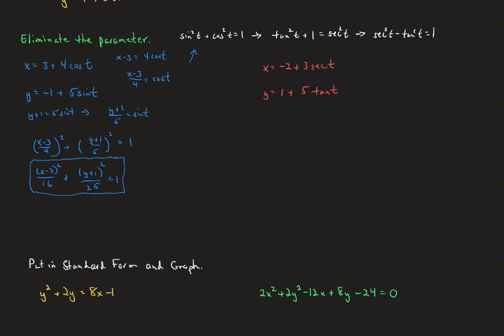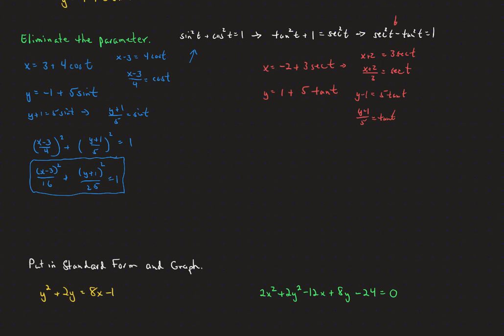Now, in the same fashion, we're going to solve for secant. So that's going to be x plus 2 is equal to 3 secant t. And then dividing through by 3, we'll get that secant t is (x plus 2) over 3. Similarly, subtracting the 1 and trying to get the tangent by itself, we'll divide by 5 to get (y minus 1) over 5 is tangent of t.